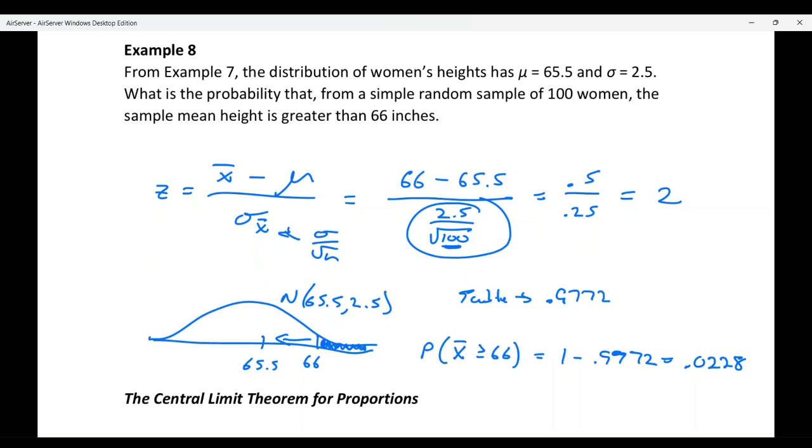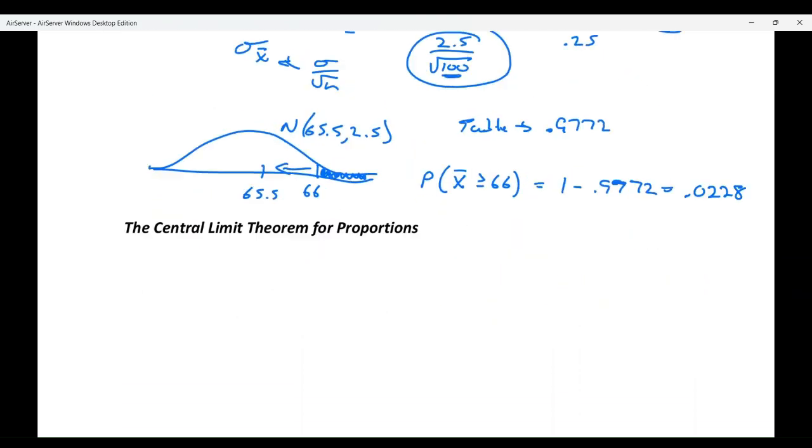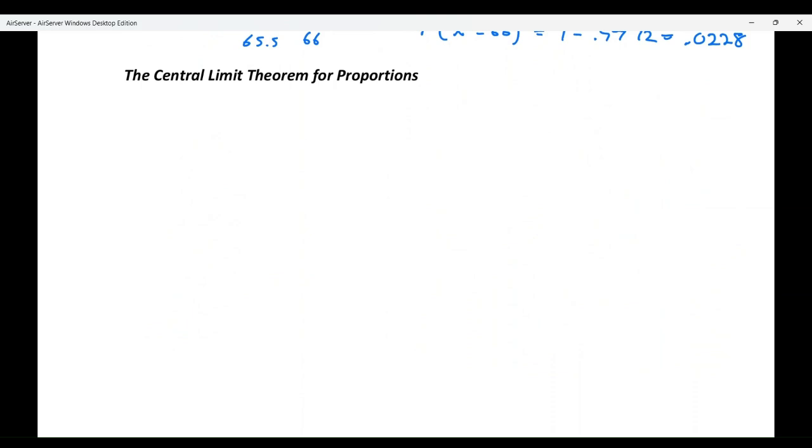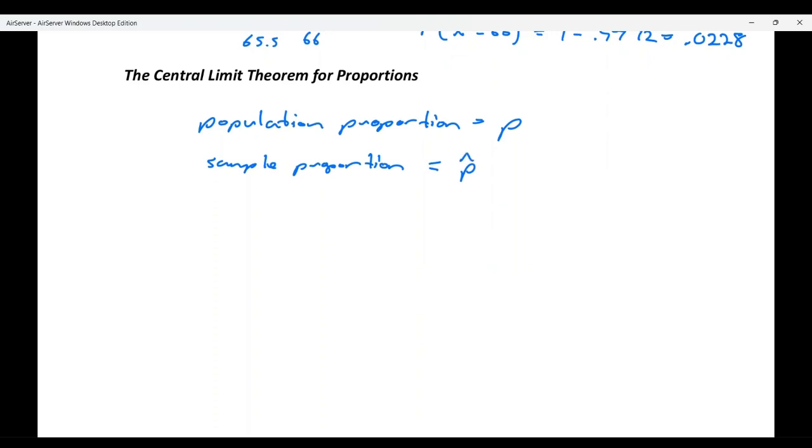Okay. So, all right, let's talk then about central limit theorem for proportions. So when we talk about proportions, we're now talking about, instead of values, percentages or proportions of data. So population proportion, we are going to denote that symbolically with just P. And then sample proportion, we are going to denote that with what we call P hat, just P with a little upside down V over it. And it's read P hat. Okay.